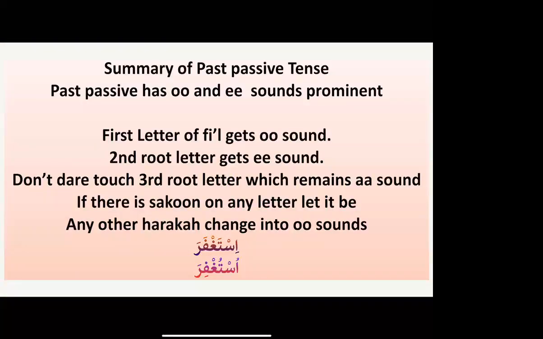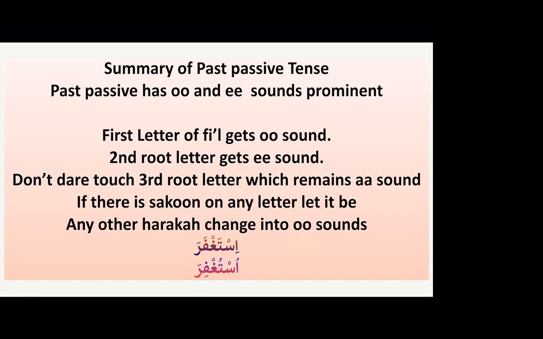So let's see what we did when we were making past tense passive. Past passive will have U and E sounds prominent. The active past tense always starts with A sound and ends with A sound. But when you have passive, then it's going to start with U sound. So that will be a clue for us that this is passive. So U and E sounds would be prominent.